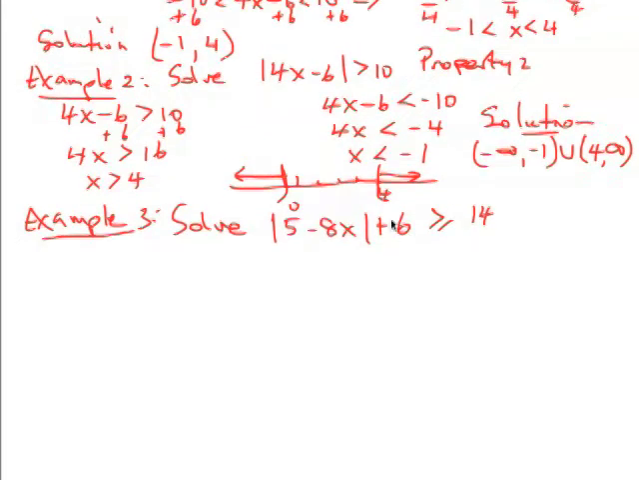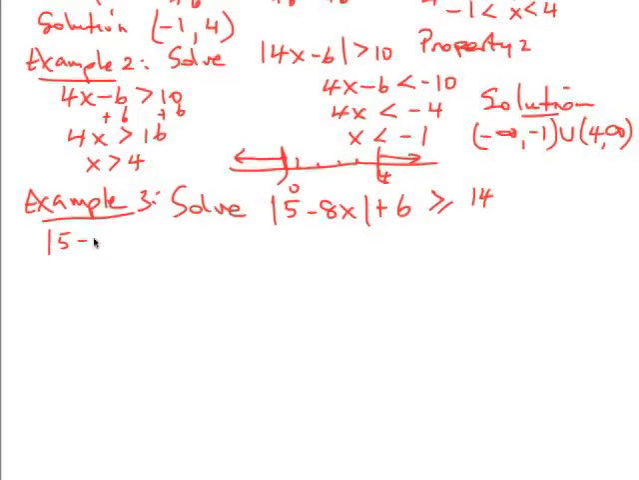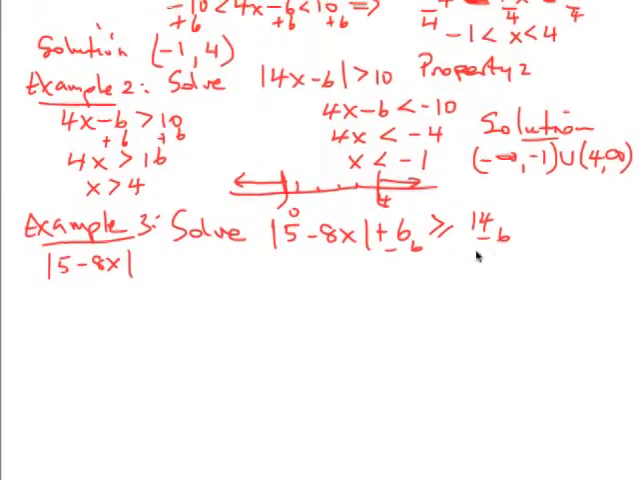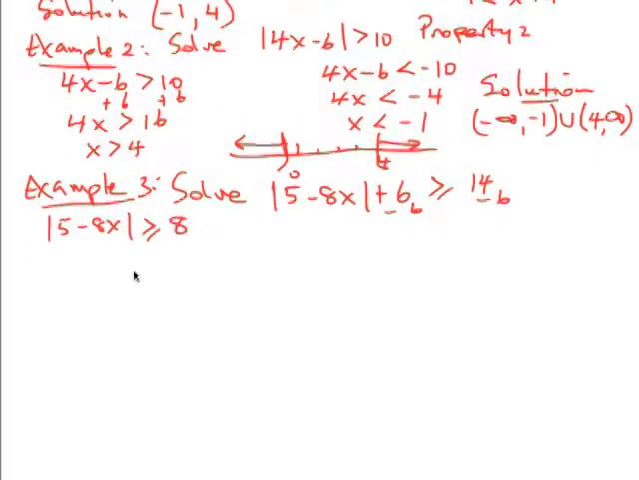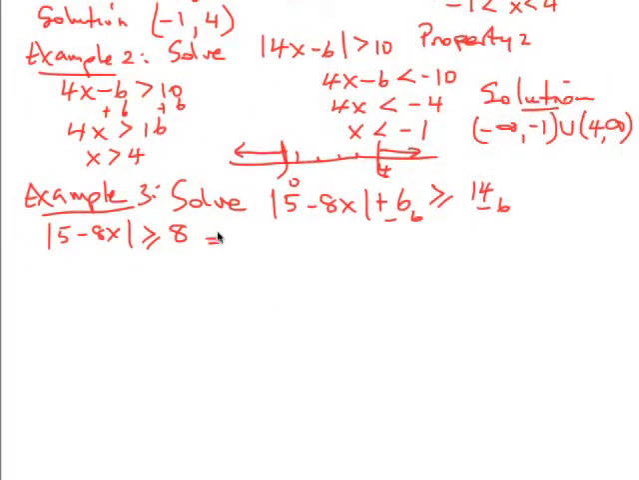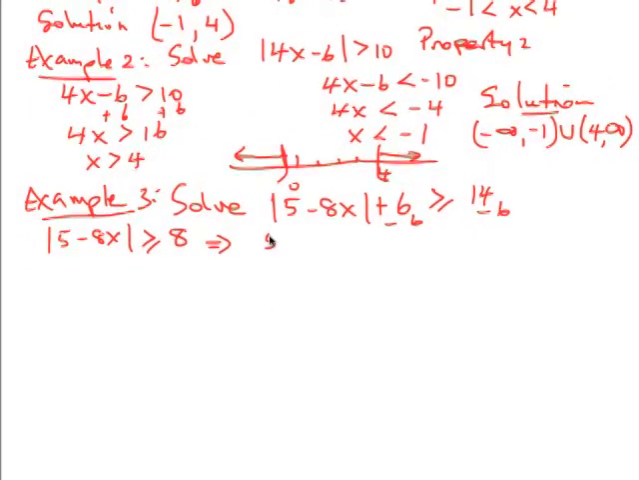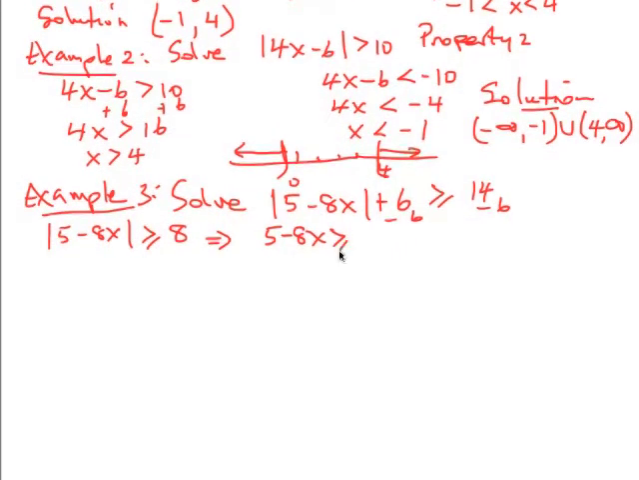The first thing to do is, when you've got this positive 6 here, we need to get all the numbers together. So we'd have the 5 minus 8x, the absolute value of that. Subtracting 6 from both sides means I'm going to have this greater than or equal to 8. Now it's greater than or equal to, so this implies I'm going to have two inequalities.